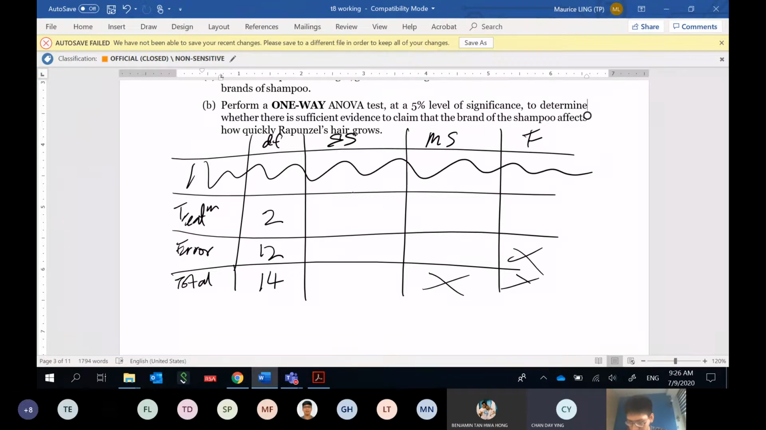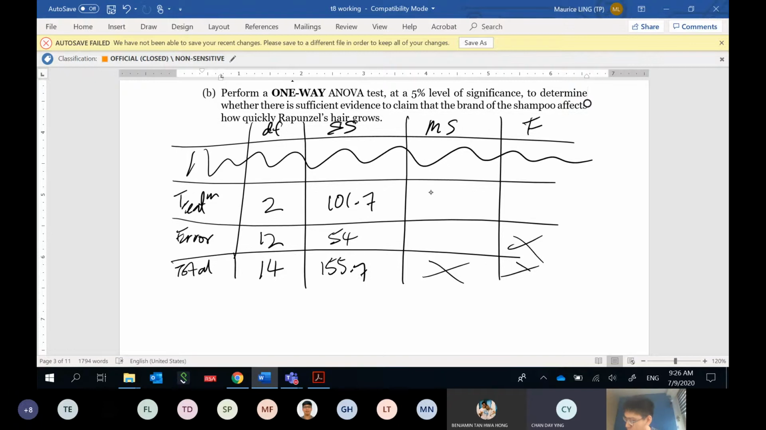Okay, then the sum of squares for treatment? 101.7. Okay. Then error is 54. Okay, total, and sum is 155.7. And here, the mean square is 50.9, and then 4.5. Okay. So yeah, and your F statistic is 11.3. Okay.